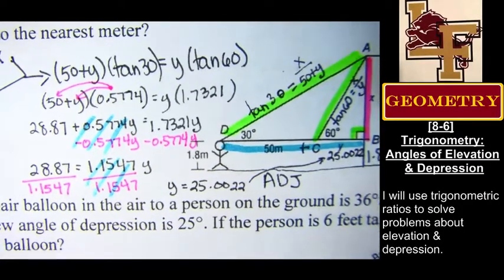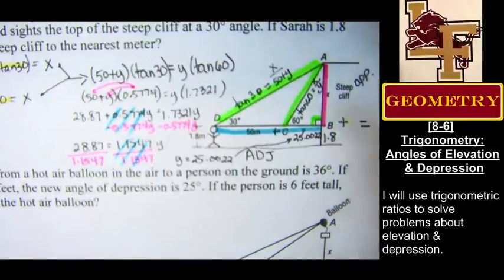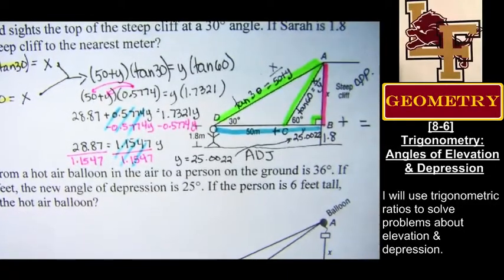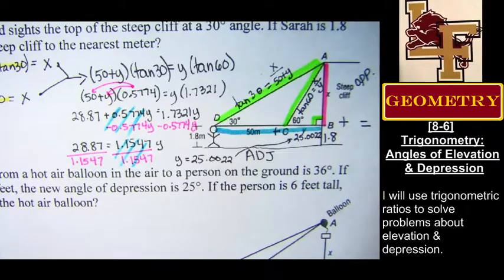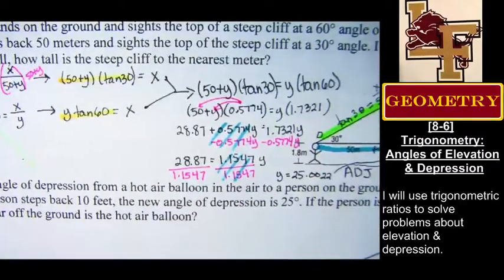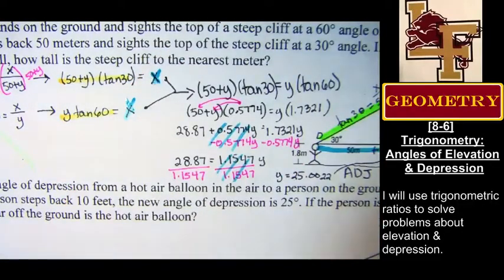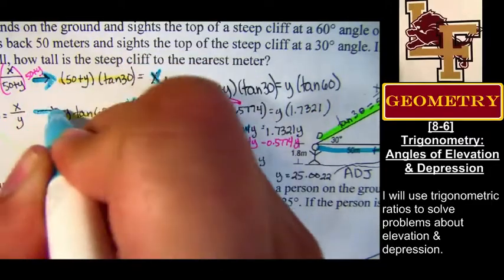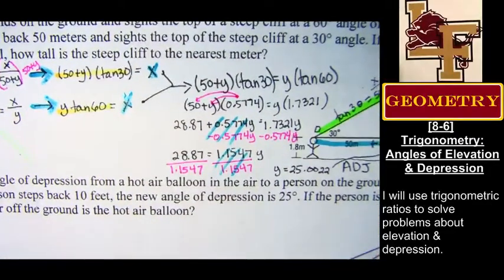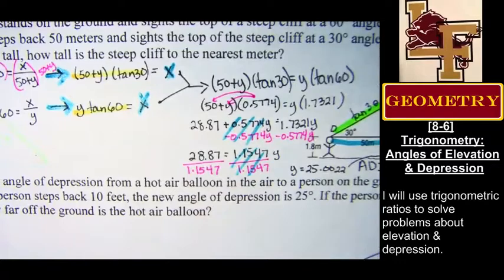Did we answer the question? Really, what was the question? How tall is the steep cliff? Do we know how tall the cliff is yet? No. The good news is the steepness of the cliff is this value here, x. I can use either this equation or this equation to help us find that answer. And it doesn't matter which one you use. Pick your favorite. The top one or the bottom one?